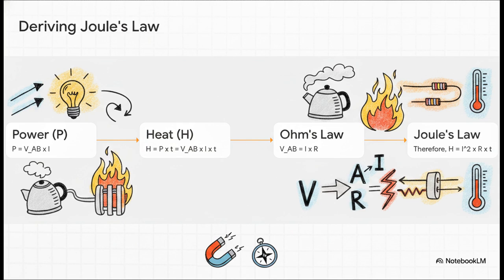Now step 3. Let's bring in our old friend Ohm's law, which tells us that V sub AB is equal to I times R. Finally, step 4. When we substitute Ohm's law right into our heat equation, we get I times R times I times T. Simplify that down, and we arrive at our final result. Heat equals I squared times R times T. This beautiful, elegant equation is what we call Joule's law of heating.